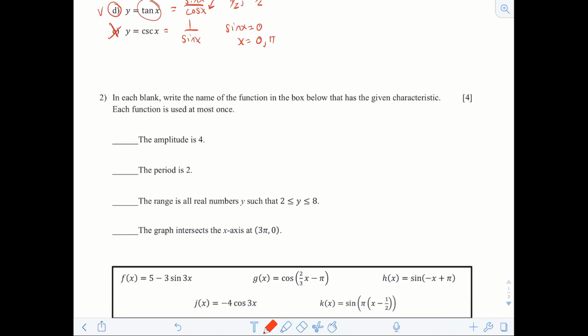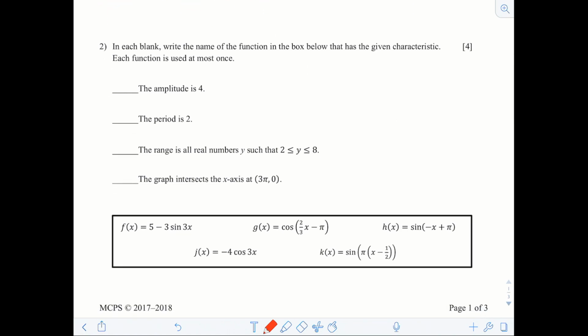Okay, in each blank, write the name of the function in the box below that has the given characteristics. Each function is used more than once. So where's the amplitude? That would be the value that is in front. It could be positive or negative. So that would be j of x.